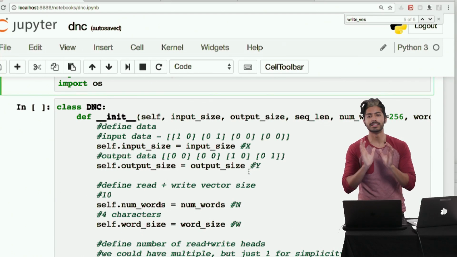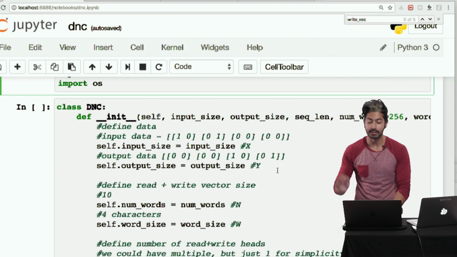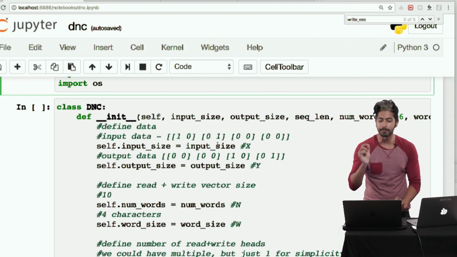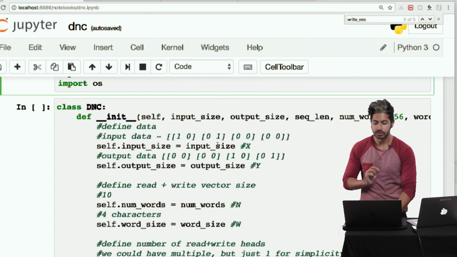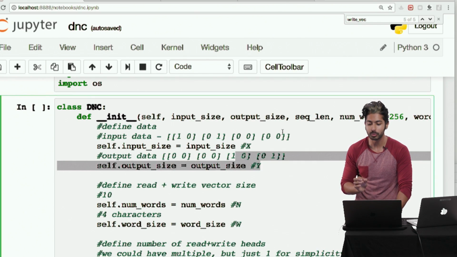Okay. So we're going to define the DNC, the Differentiable Neural Computer, as its own class. Okay, and like all classes, we want to initialize it in the init function. So let's go step by step through what we're going to define here. So the first thing we're going to define is the input data and the output data, or the sizes of both. Now this is what it's going to look like.